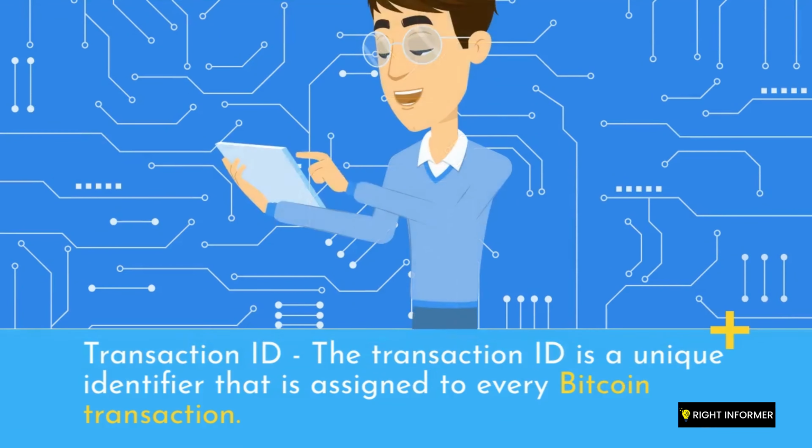Transaction fees. Transaction fees are a small amount of Bitcoin that is paid to the miners who verify and process the transaction. These fees help to incentivize miners to include the transaction in a block on the blockchain. How a Bitcoin transaction works. Now that we've covered the components of a Bitcoin transaction, let's take a look at how a transaction actually works.